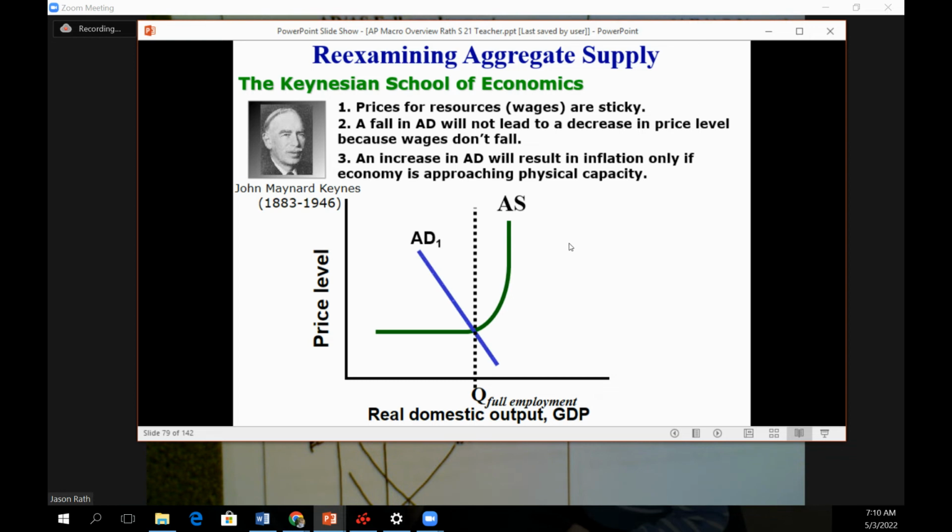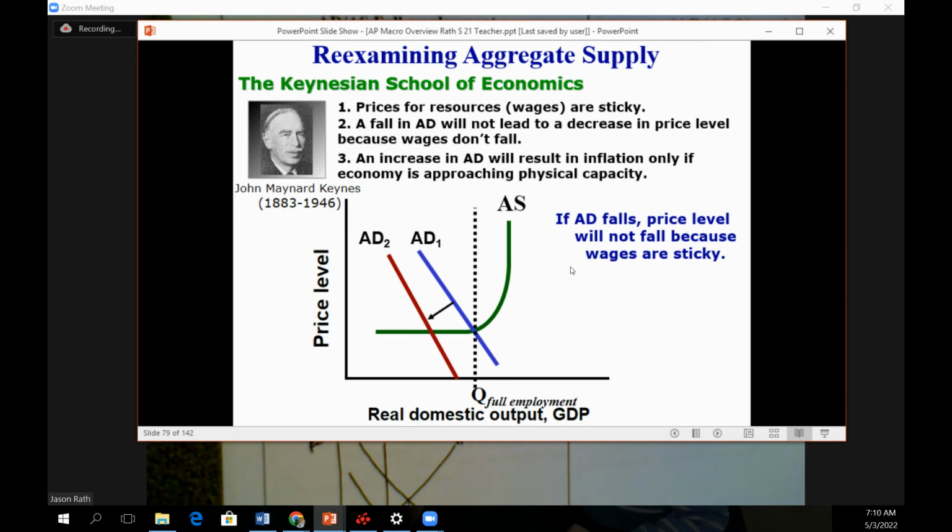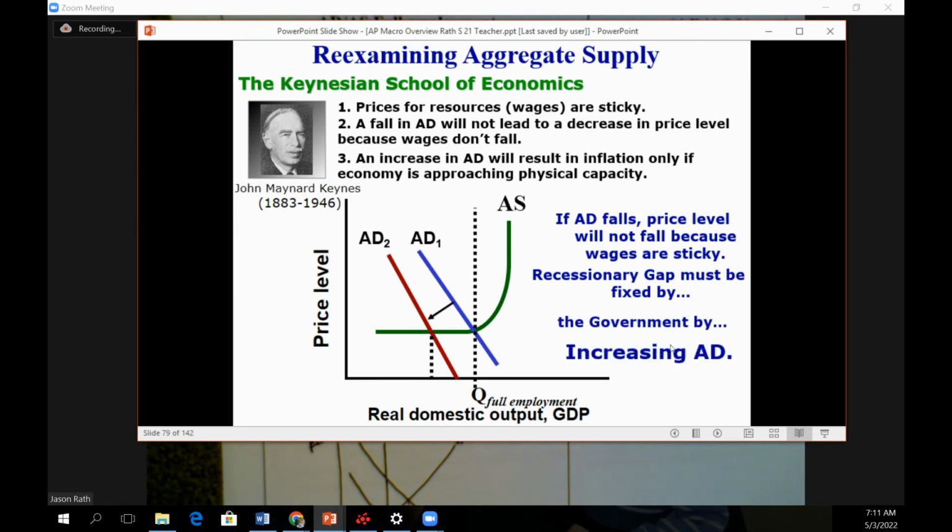And then there's aggregate demand right here. So if aggregate demand falls, price level will not fall because wages are sticky. It's just like you and me and your dad, we're not going to take a pay cut, right? We're very rarely. That's what it means by wages are sticky. They don't come down that much. And so this here would be a symbol of a recession. And so a recessionary gap must be fixed by the government. If we're in a recessionary gap, you increase aggregate demand.